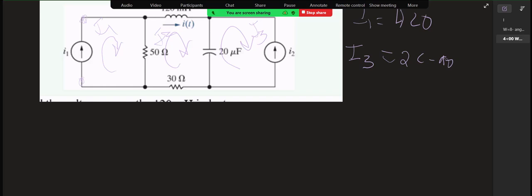So I'm not actually going to do this one as mesh. The idea was a good one, but as we started doing it, we say, no, this is too hard, because what the voltage would be here would be the same as the voltage across the 50 ohm resistor, but we don't know that yet. And we don't know the voltage across the 20 microfarad capacitor either. So at this point it's too hard to do by mesh. It was a good thought, but it ended up not working.